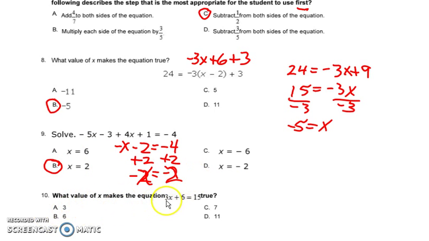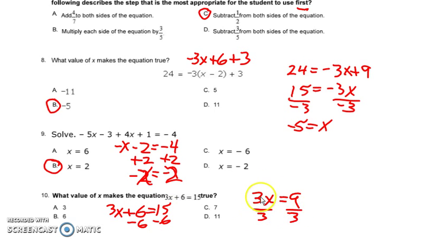What value of x makes the equation 3x plus 6 equals 15 true? 3x plus 6 equals 15. Subtract 6 from both sides. Whatever you do to one side, you have to do to the other to keep it balanced. So that would be 3x equals 15 minus 6 is 9. Divide by 3 on both sides. x equals 3.